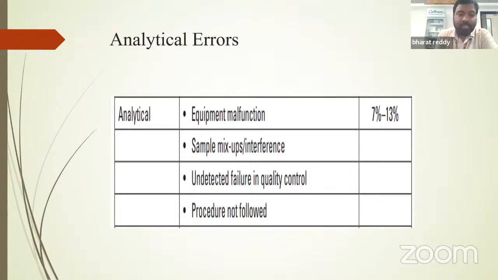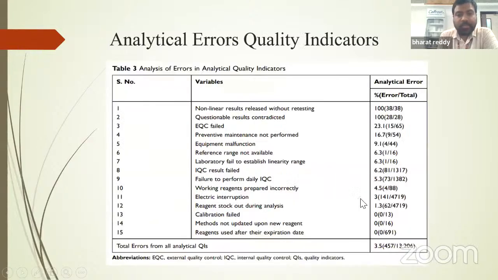And coming to the analytical errors, these analytical errors are mainly based on the analyzers and equipment and our performing of procedures. These analytical errors include equipment malfunction, sample mix-ups, that is interference, undetected failure in quality controls, and procedure not followed. That is, if SOPs are not followed, then we will make errors. So what are the quality indicators? We have to check these analytical errors. These are the various types of quality indicators we check.